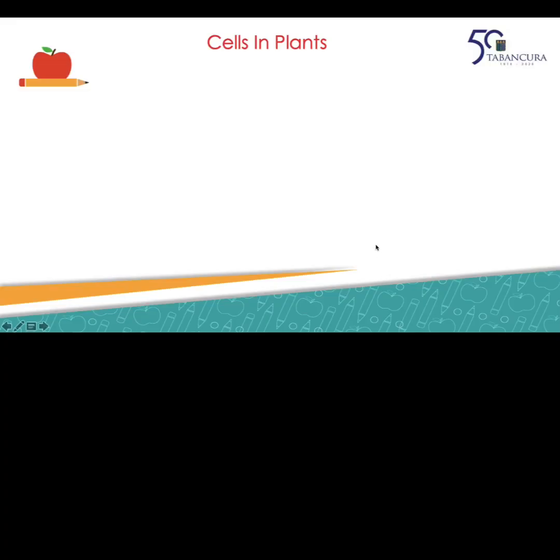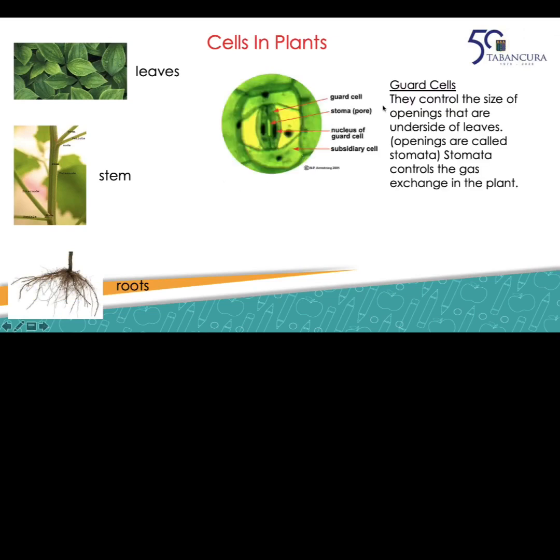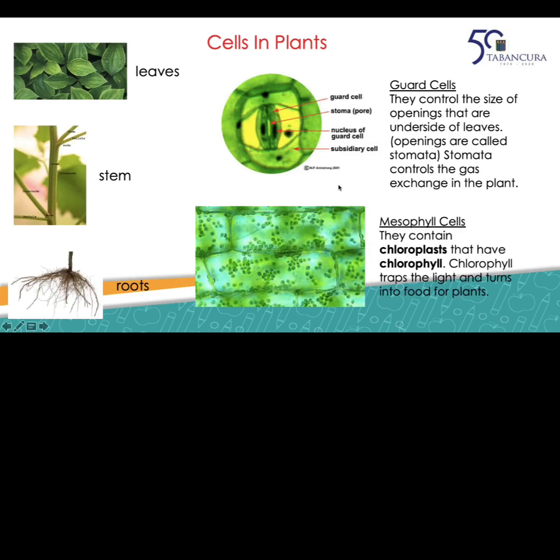Plants are also made up of different kinds of cells. You can find these cells in parts like leaves, stem, and roots. Some examples are guard cells. They control the size of openings on the underside of leaves. These openings are called stomata. Stomata control the gas exchange in the plant.